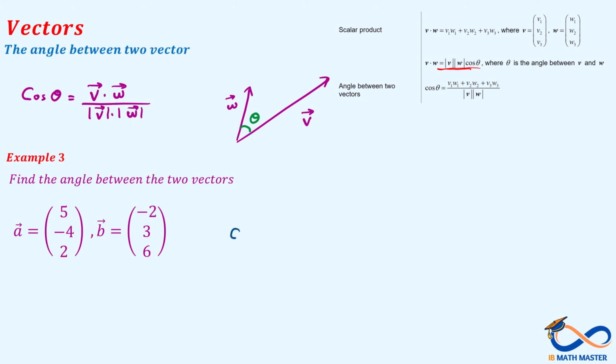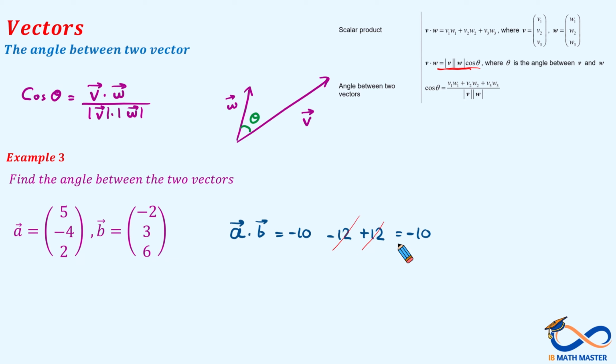When we calculate it, A multiplied by B will be: first we multiply 5 by negative 2, which is negative 10, then negative 4 multiplied by 3, which is negative 12, and 2 by 6 here will be plus 12. We can cancel here.